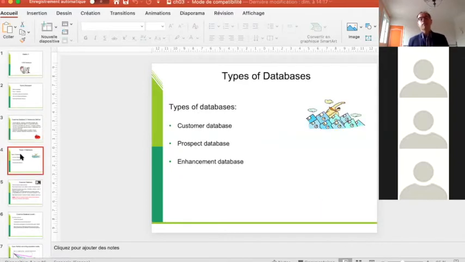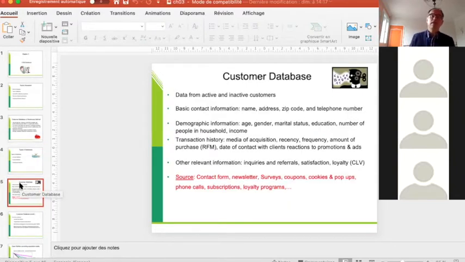So what types of databases should firms have or use? First of all, they should have a customer database. They should have a prospect database for customer acquisition, and an enhancement database in order to enhance the information in the customer database with supplementary information. Let's start with the customer database.